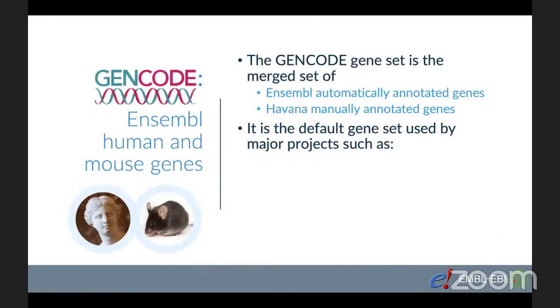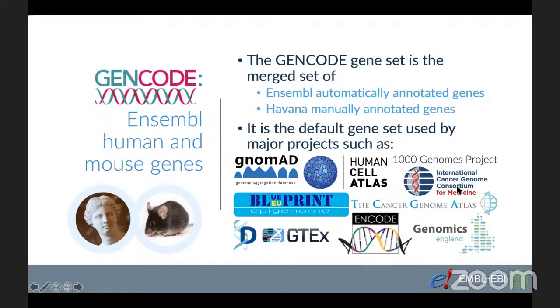So what is GENCODE? You might have come across the GENCODE term, which is basically Ensembl human and mouse genes. So GENCODE is the Ensembl gene set for human and mouse. It's called GENCODE for historical reasons, but it's pretty much a merged set of Ensembl automatically annotated genes and Havana manually annotated genes for human and mouse. And it's the default gene set used by major international projects and consortia, such as those listed on the slide.